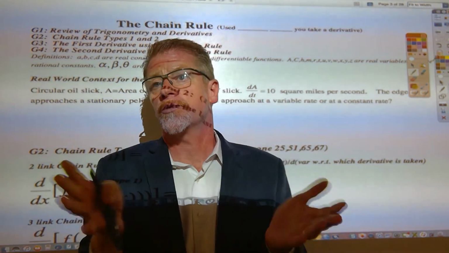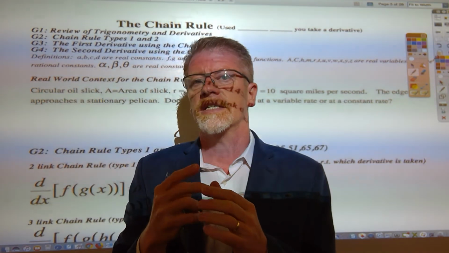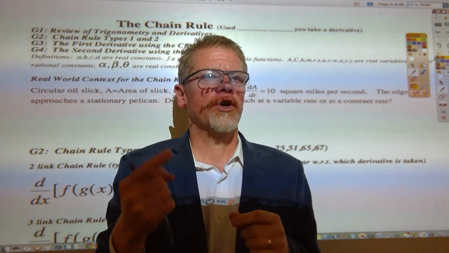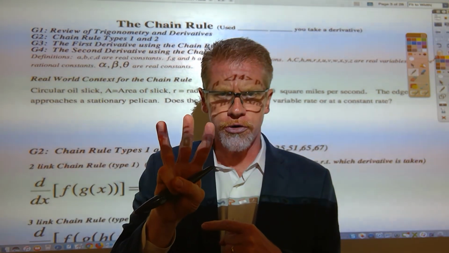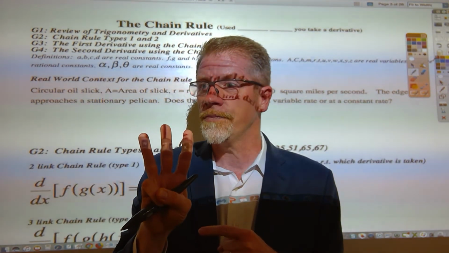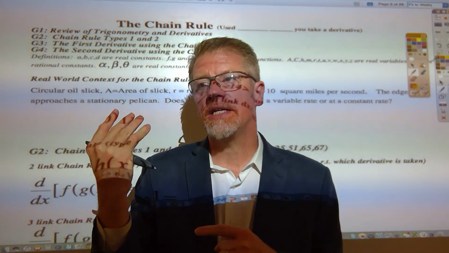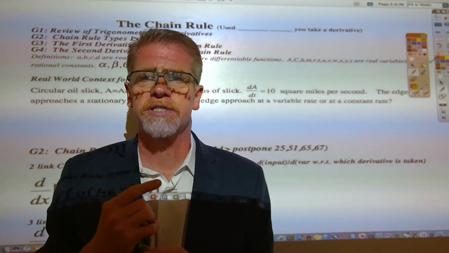It's called the exponent rule. The derivative of x to the n is n times x to the n minus 1. We've learned the product rule. That's our second rule. The third rule is the quotient rule. And now the fourth one is the chain rule for taking derivatives.